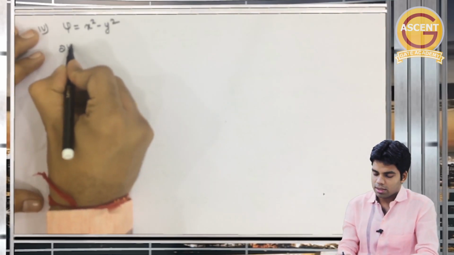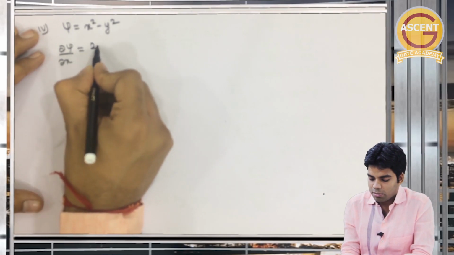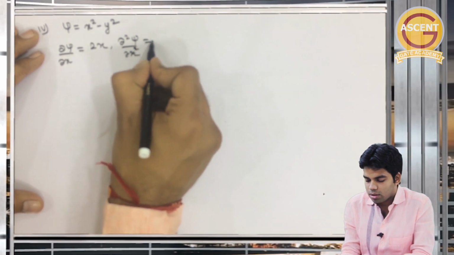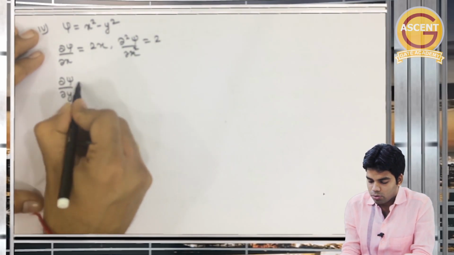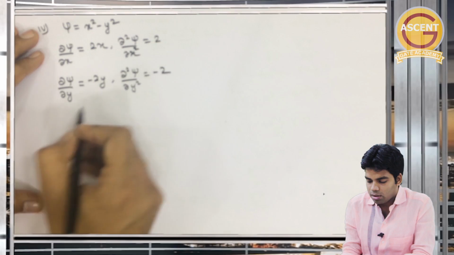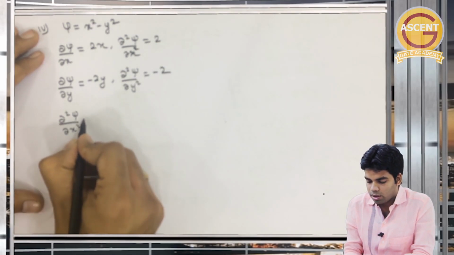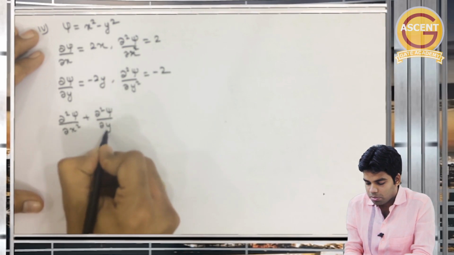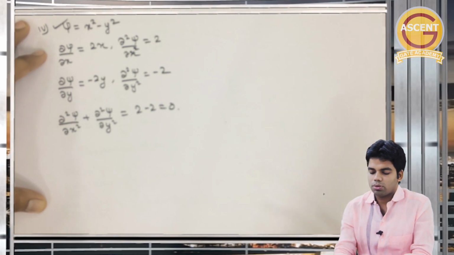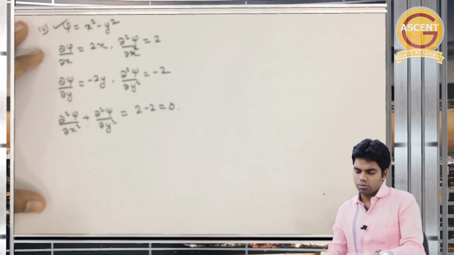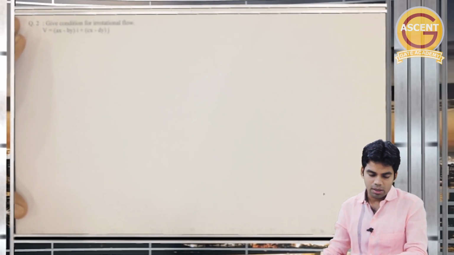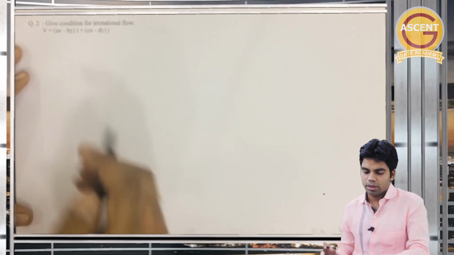Okay, now last case, psi is equal to x square minus y square. Here del psi by del x is equal to 2x, del 2 psi by del x square is equal to 2, del psi by del y is equal to minus 2y, and del 2 psi by del y square is equal to minus 2. Therefore, del 2 psi by del x square plus del 2 psi by del y square is equal to 2 minus 2, which is equal to 0. So this is an irrotational flow. This is how we can easily check whether the flow is rotational or irrotational if the stream function is given.